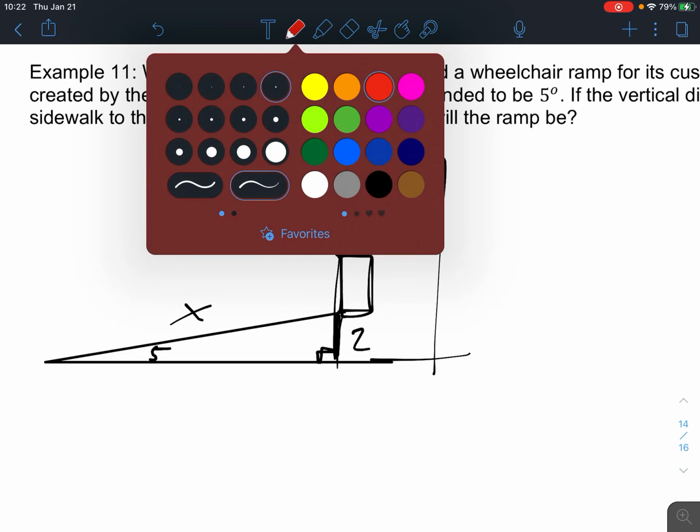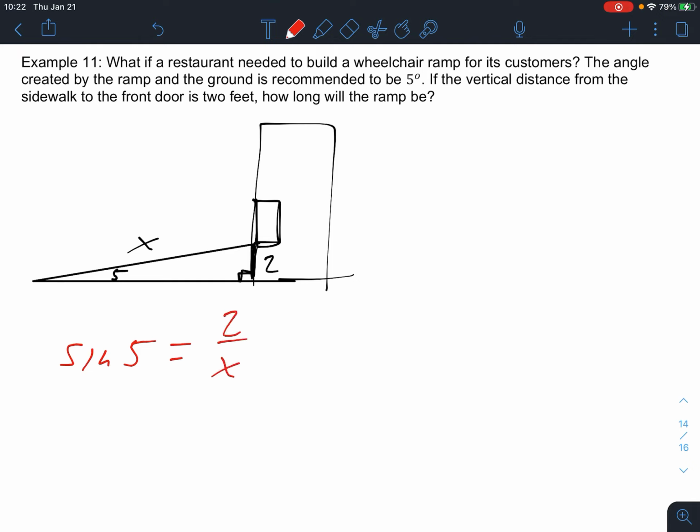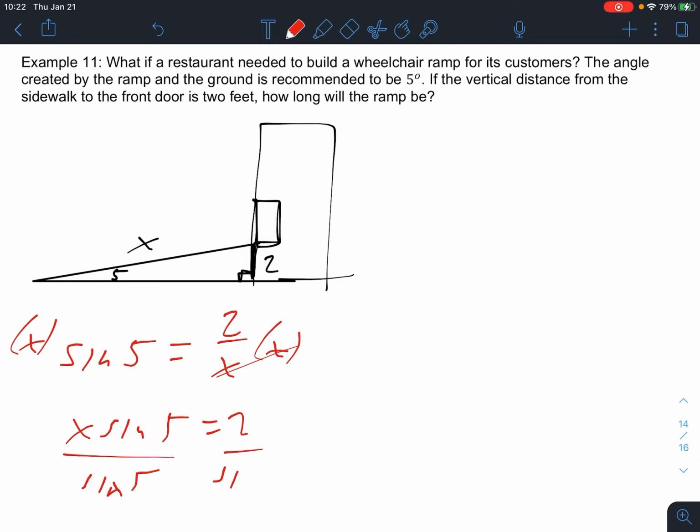All right, so this is a little curveball here. We're not doing angles anymore. We're going back to what we did earlier today. We have the opposite leg and the hypotenuse. That's sine. So sine of 5 equals opposite leg over hypotenuse. Multiply both sides by x. We get x sine 5 equals 2. Divide by sine of 5. We get x equals 2 over sine 5. Type that in your calculator. And our ramp should be 22.95 feet.